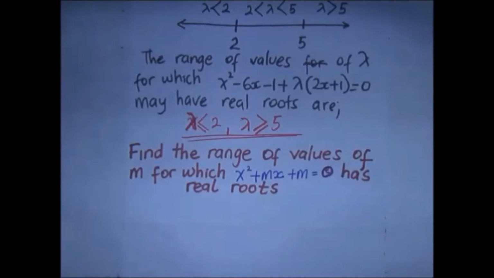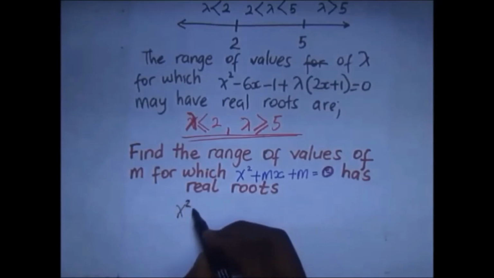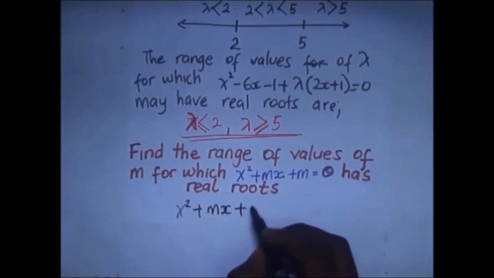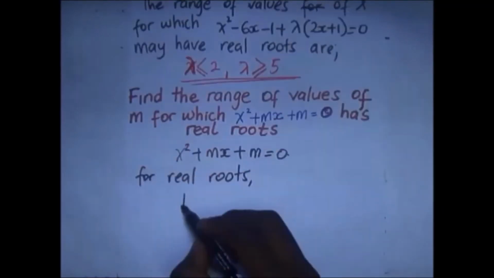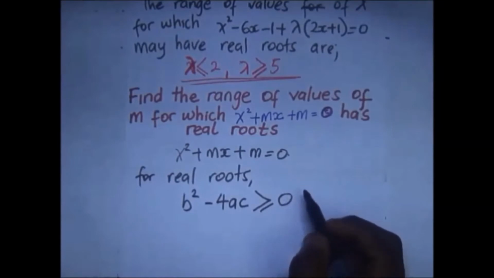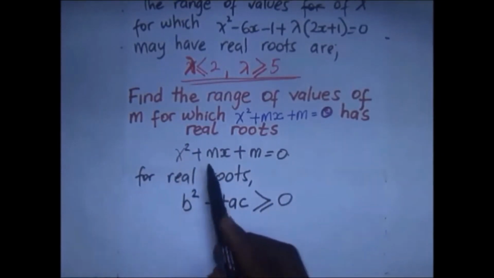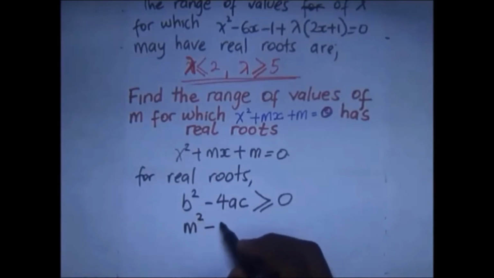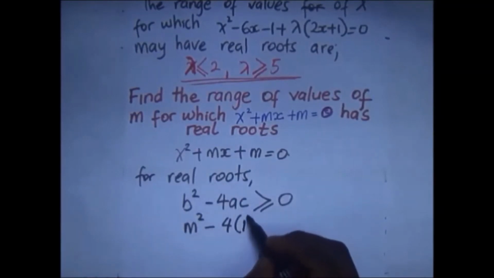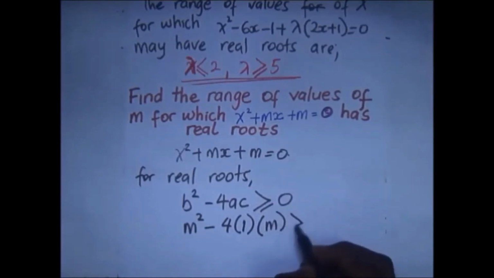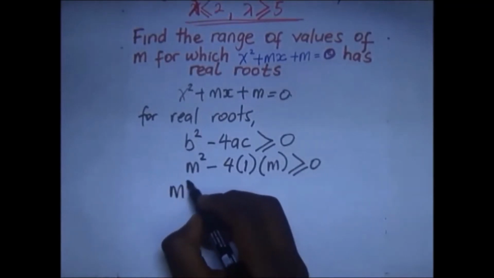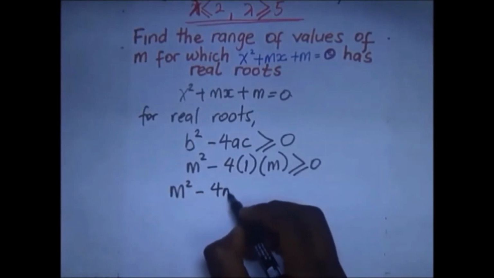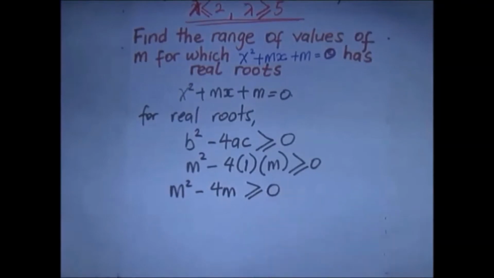Find the range of values for m for which that has real roots. So we have our equation there. It is x squared plus mx plus m is equal to 0. But we know that for real roots, b squared minus 4ac is greater than or equal to 0. So in this case, it is m squared minus 4 times a, which is 1, times c, which is m, is greater than or equal to 0. So we continue with the arithmetic. m squared minus 4m is going to be greater than or equal to 0.